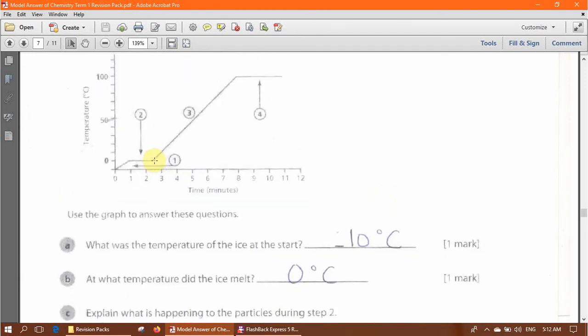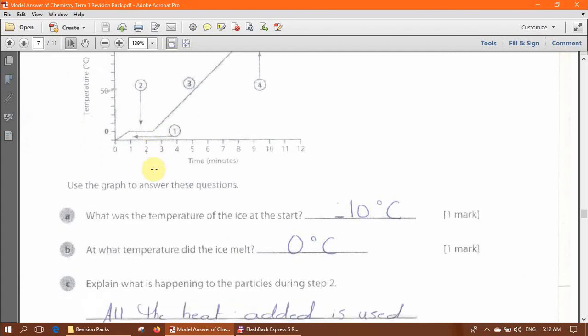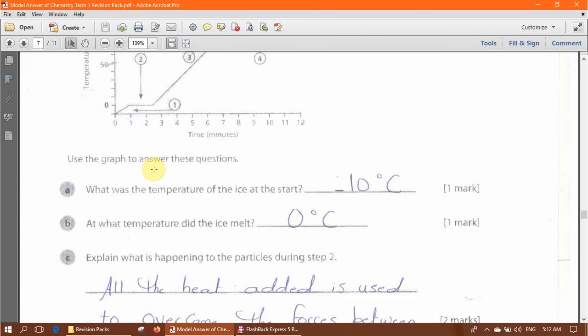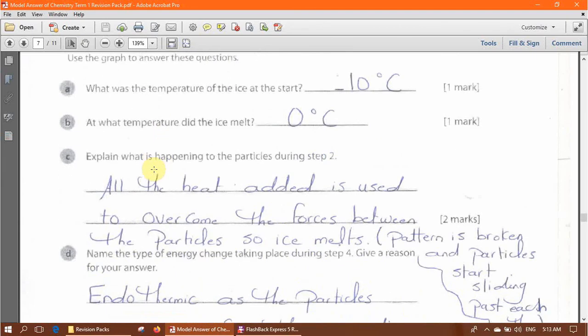Explain what's happening to the particles during step 2. Step 2 is the melting point. So what's happening here? All the heat energy added is used to overcome the forces between the particles. So the particles use the heat energy to overcome the forces between them, and the ice melts. So the particles will start sliding past each other, and the regular pattern will be broken. It's here when you're removing the sticks. So the pattern is broken and the particles will start to slide past each other.